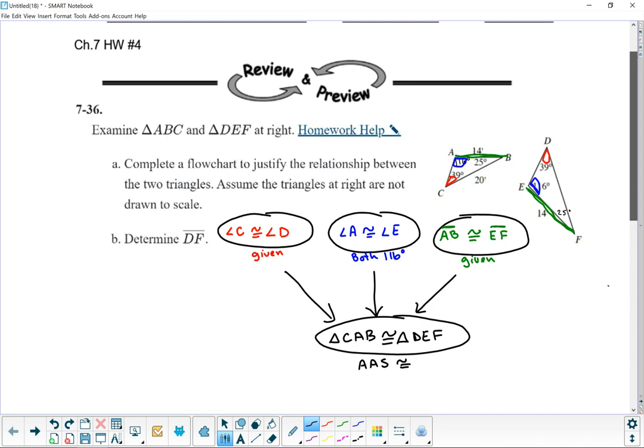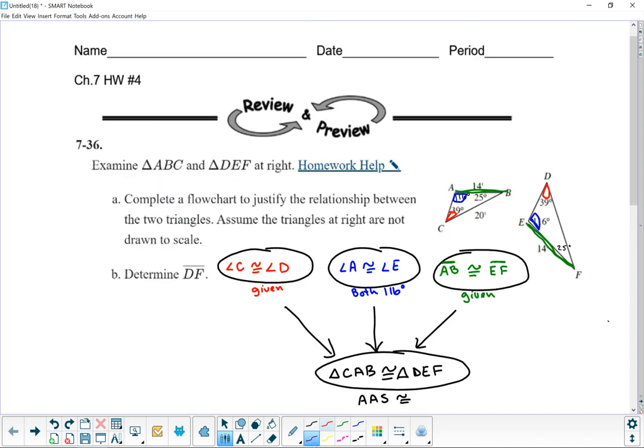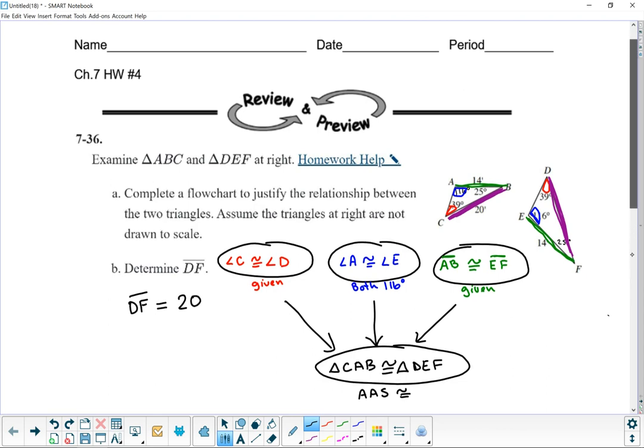So DF, if I look here, I'm going to use purple. DF is the side where it only has a red angle. So over here, it's not this one, the side where it has the red angle. Okay, so that means DF is 20. So I'm going to say DF is 20. That's it.